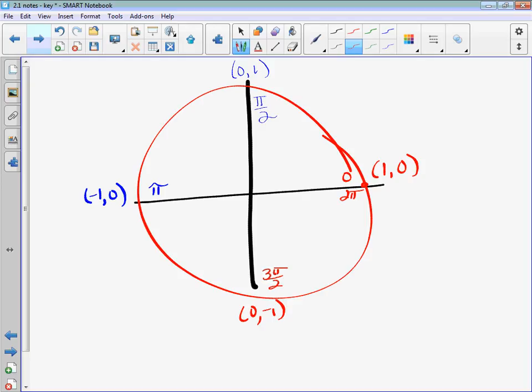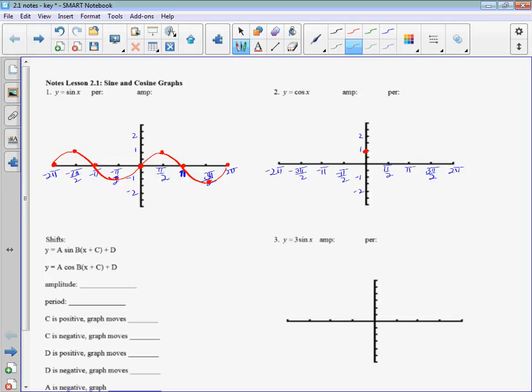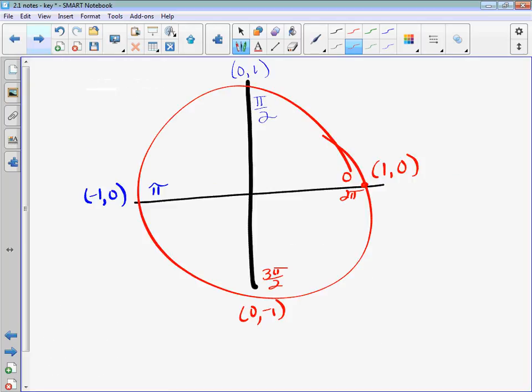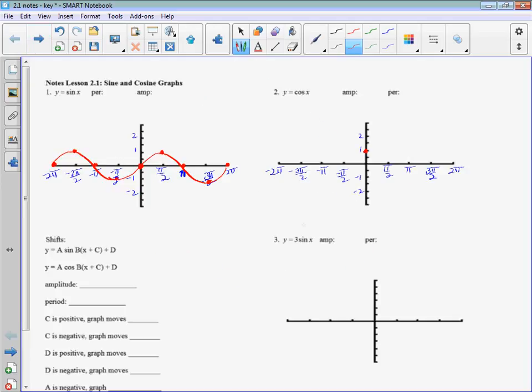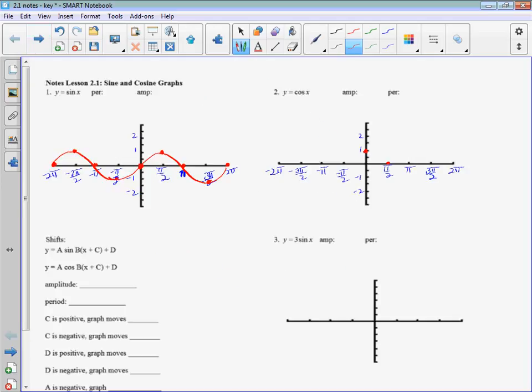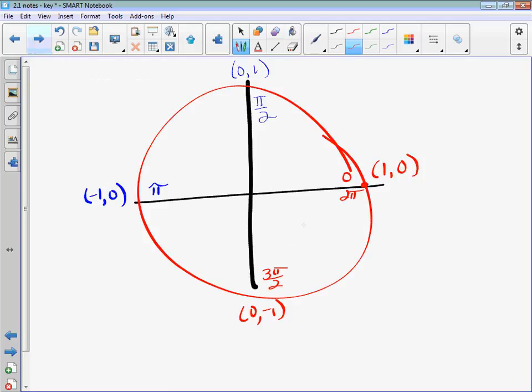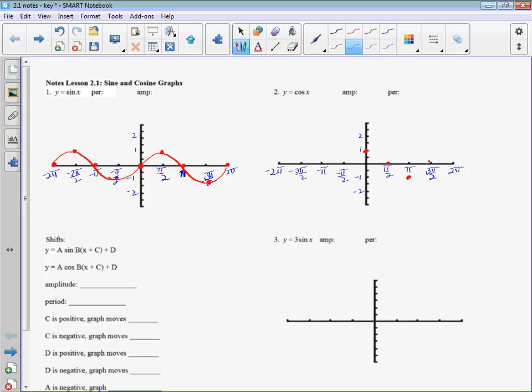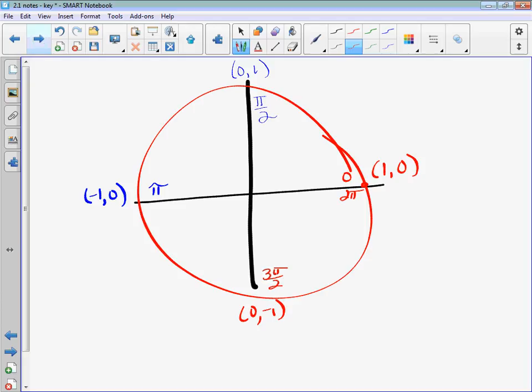So at 0, what's cosine going to be? 1, okay. So on our graph, at 0, we start at 1. All right, what about at pi over 2? 0. What about at pi? Negative 1. Okay, just looking at those x values. 3 pi over 2? 0. And then when we go back to 2 pi? 1 again, right?